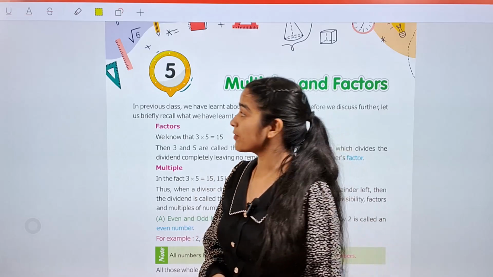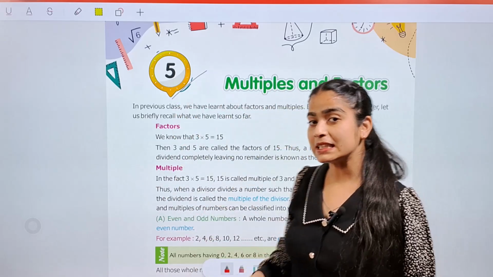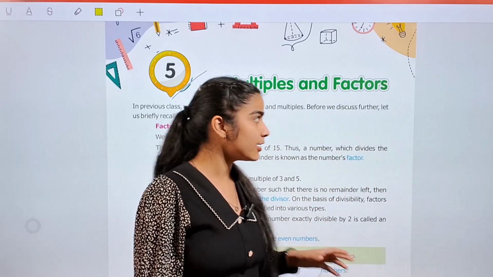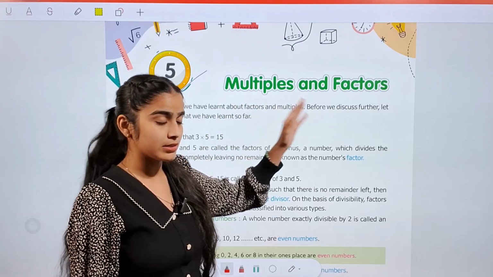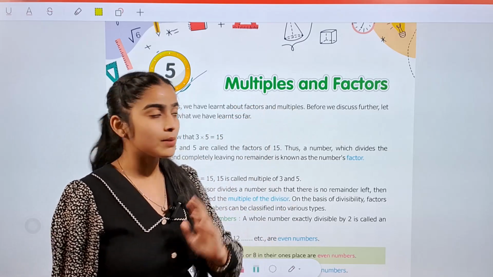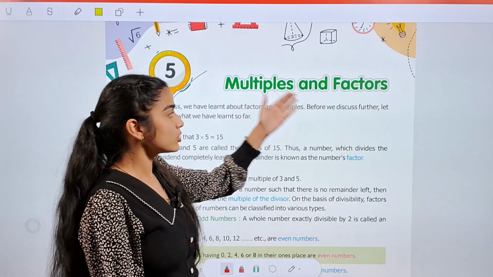So students, today we have chapter number 5, which is multiples and factors. We have to read about the multiples and factors. So first of all, we have to understand what the multiples are and what the factors are.